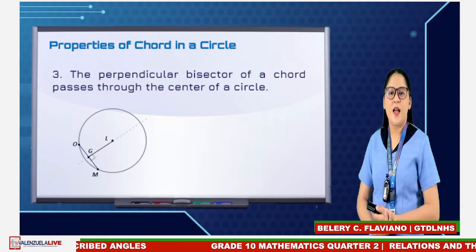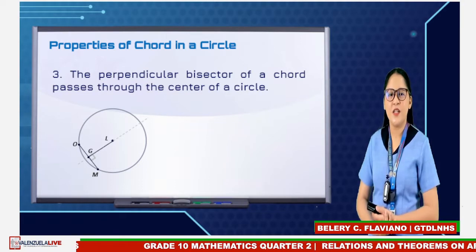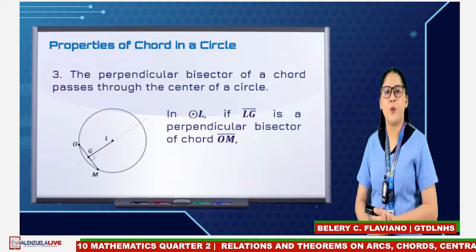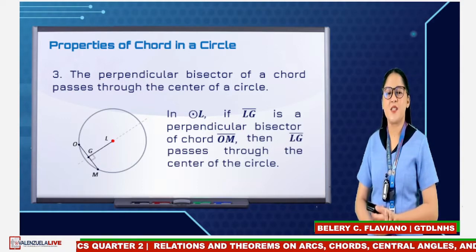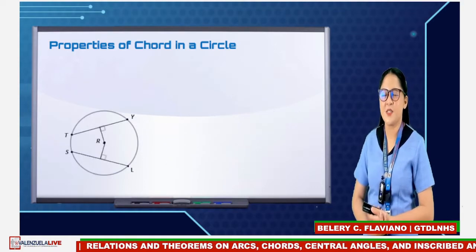Next, the perpendicular bisector of a chord passes through the center of a circle. In circle L, if LG is a perpendicular bisector of chord OM, then segment LG passes through the center of the circle. Let's have the next one.